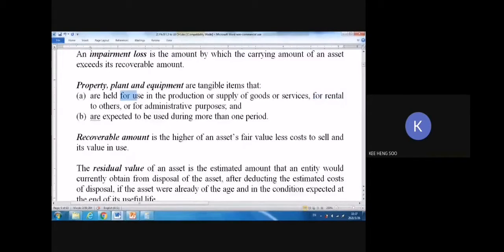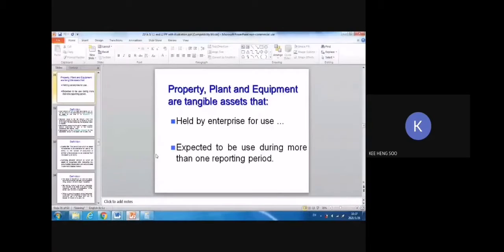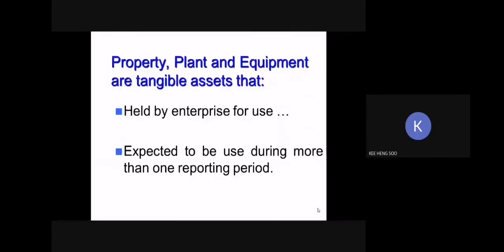Okay. So in the diploma, we just want this keyword for use more than one accounting period. Enough already. That's the first definition of the property, plant, and equipment. Other definition, you can get it from here. Now, we go back to the next one. I got another 5 to 10 minutes. I hope that I can finish.